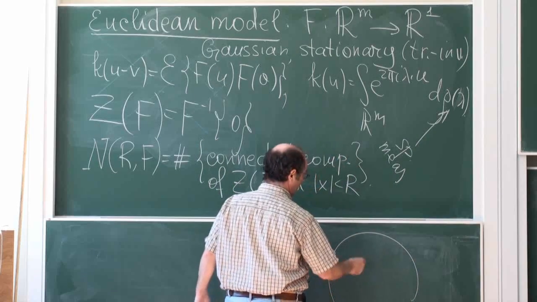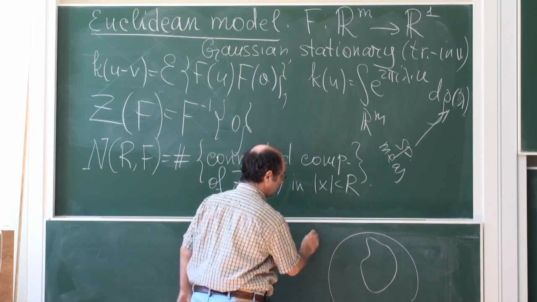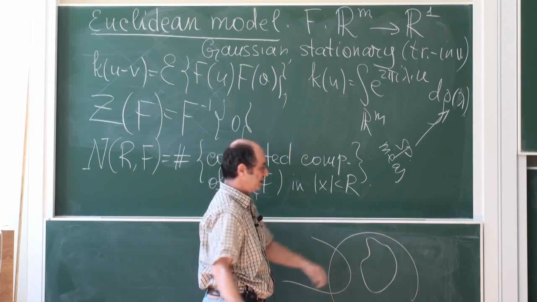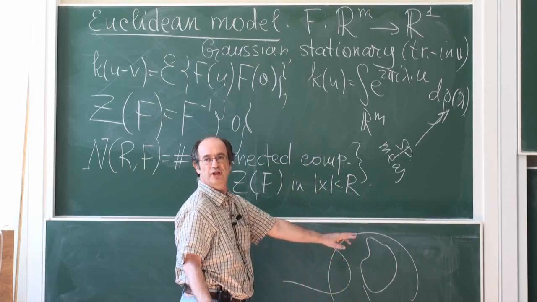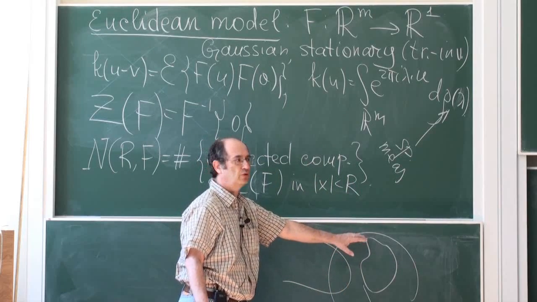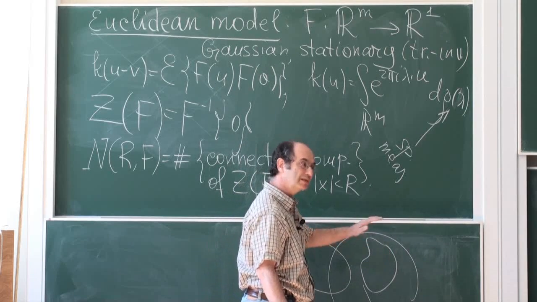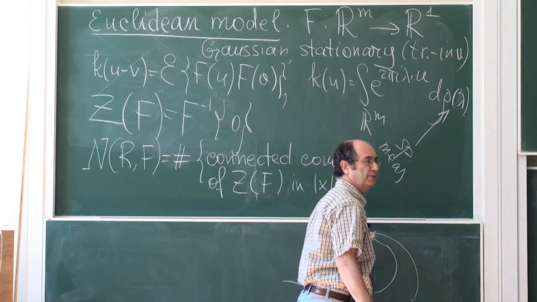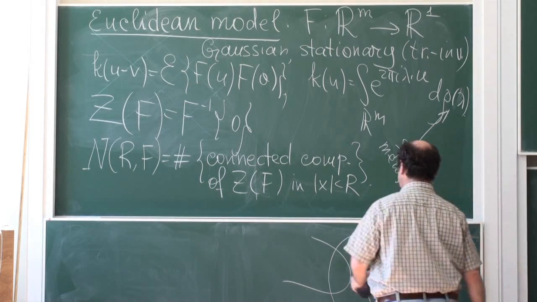So in my definition, in this picture, if this is a ball of radius r, the number of connected components is 1. I count only connected components which are strictly inside the ball. But in reality, it doesn't matter so much. We need just to have some agreement on what we count.